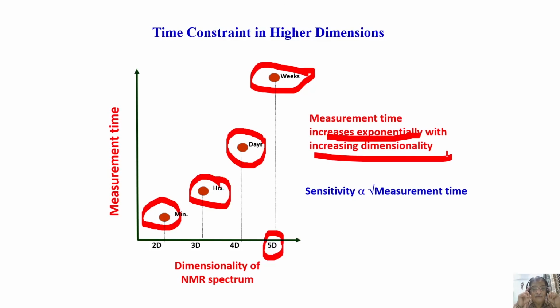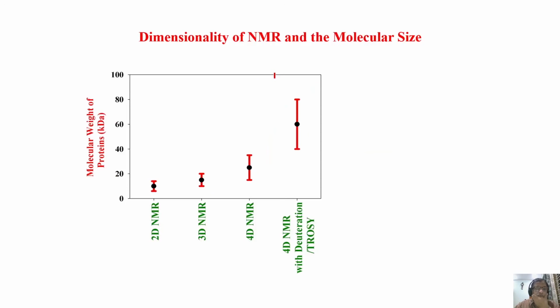So we have to be very choosy in finding out what type of 2D, 3D or 1D experiment you require for your sample. Because measurement time goes exponentially with increasing dimensionality, look here, it is almost exponentially going like this. And it also depends upon the molecular weight. For example, in 2D NMR, up to 20 kilodalton is manageable, 0 to 20. For 3D, 20 to 30 is still okay. Above that, you need 4D NMR.